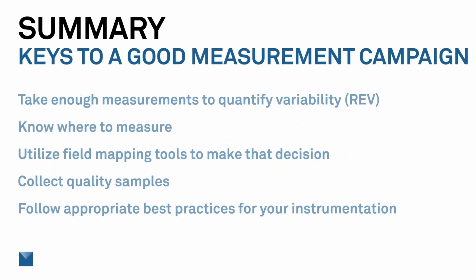So to summarize everything we've discussed, hopefully I've given you enough information to help understand how many measurements you need to take to quantify variability and look at that REV. You'll have some information on knowing where to measure and how you can utilize field mapping tools to make that decision. We've gone over some tips for collecting quality samples. And ultimately, it comes down to following the appropriate best practices for your instrumentation in the field.